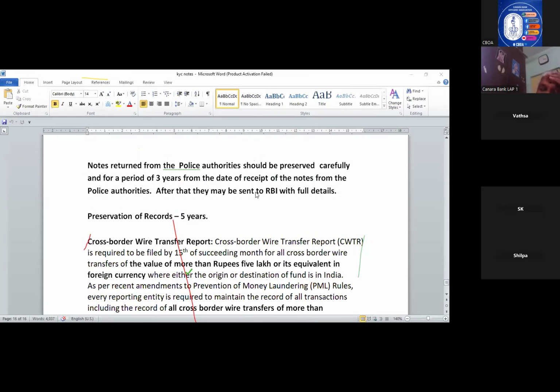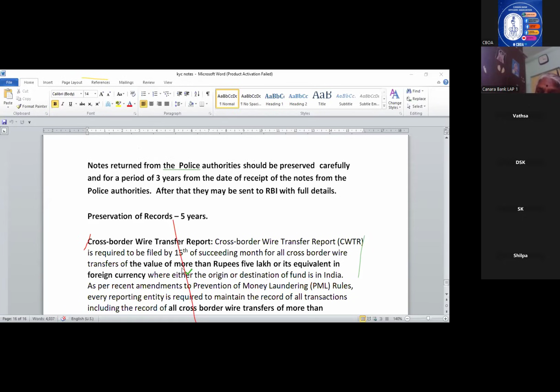Then as per KYC, preservation of records, we have to keep records for 5 years from the date of transaction. All the transactions, from the date of transaction, for 5 years, we have to maintain the records. Then we can throw away the records, okay? Or we can demolish the records, okay?